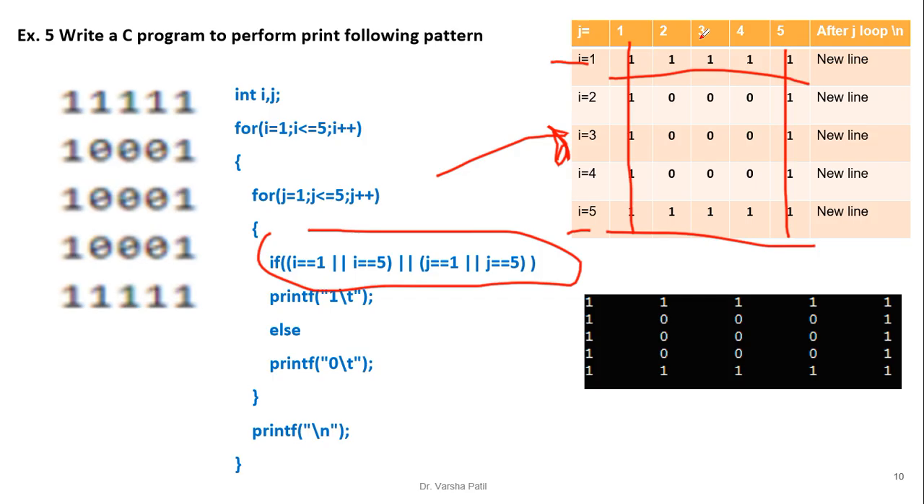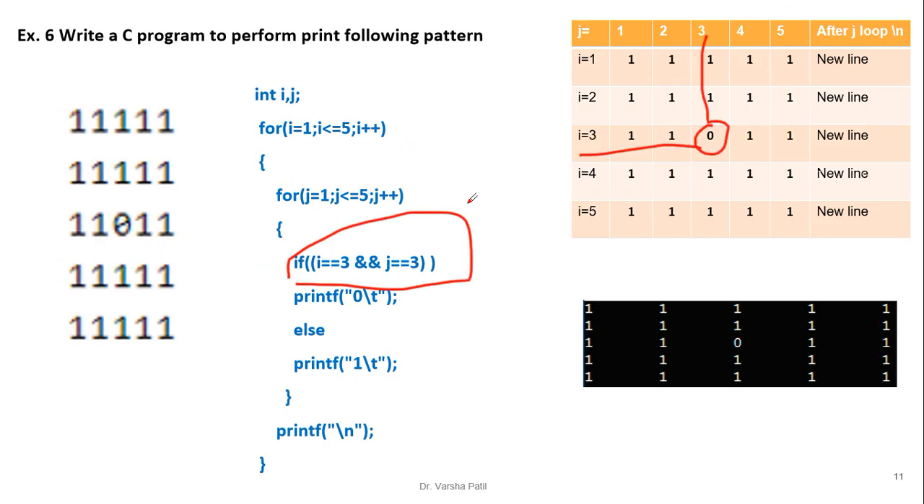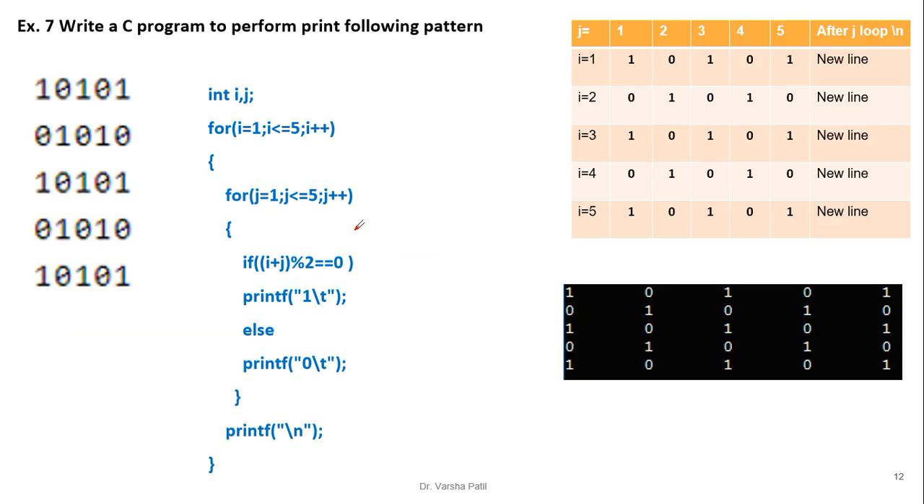But in the previous program, a lot of combinations were there. That's why we used either i equal to 1 or 5, or j equal to 1 or 5. If any one matches, we print 1. But here, we should use the AND condition. Now we have to print this pattern.